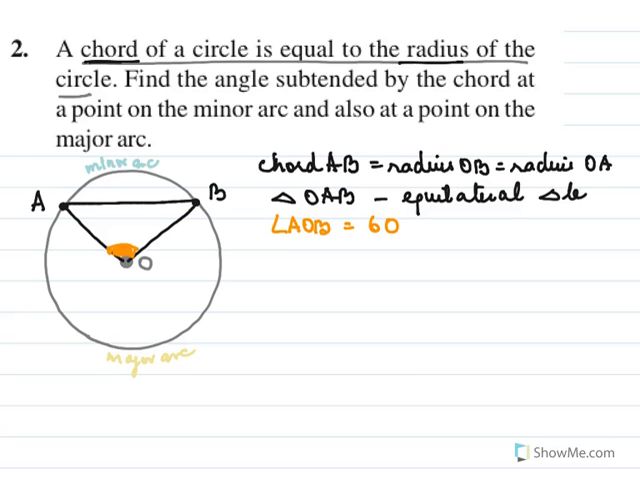Now the point here, the D that I take, D is the point in the major arc. So the angle which I join now will be the angle in the major arc. So I'll write angle ADB is angle in major arc.